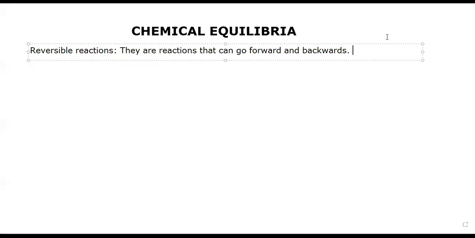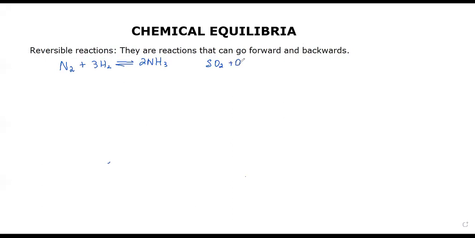A very simple example of these kinds of reactions that you would have already covered in your IGCSE: there are multiple reactions. You can have the Haber process, which is nitrogen plus hydrogen giving us ammonia. Or you can have the contact process, which is sulfur dioxide plus oxygen giving us sulfur trioxide, right? Or hydrogen plus iodine gives us hydrogen iodide.